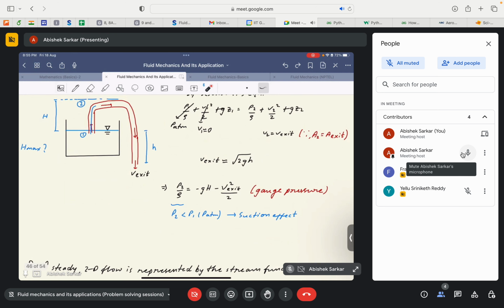And for V2, we imply that the velocity at the exit is root 2gH. I am just giving it a particular value, and you will see that this is a very good approximation, but for the current scenario, assume that this is the velocity at the exit, not here. We don't know the velocity here, but at the exit we essentially know the velocity.